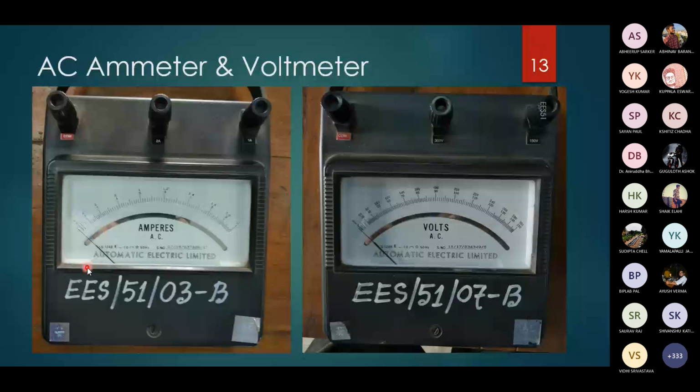Is it visible to you? The initial part, the lower end is cramped. It is not uniform at all. So by looking at the scale, if it is not written AC, you can easily identify that it is a moving iron instrument and it is used for AC measurement.